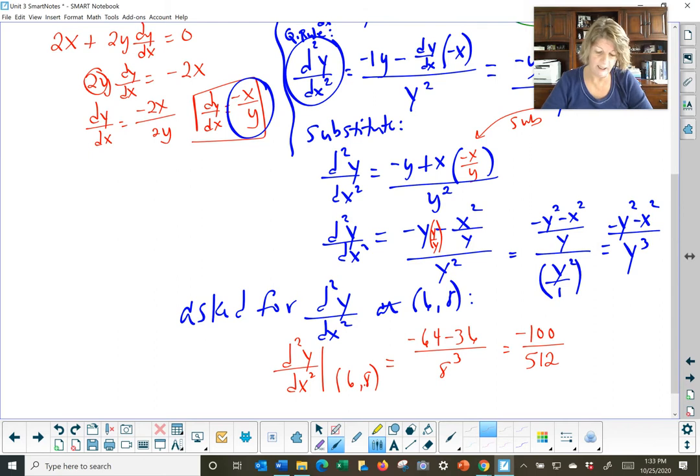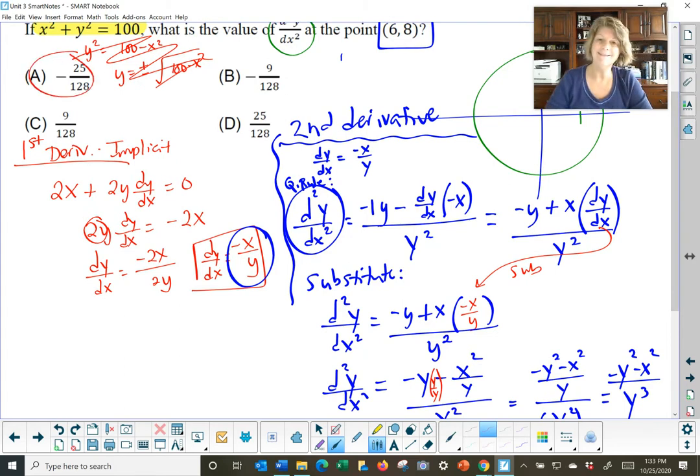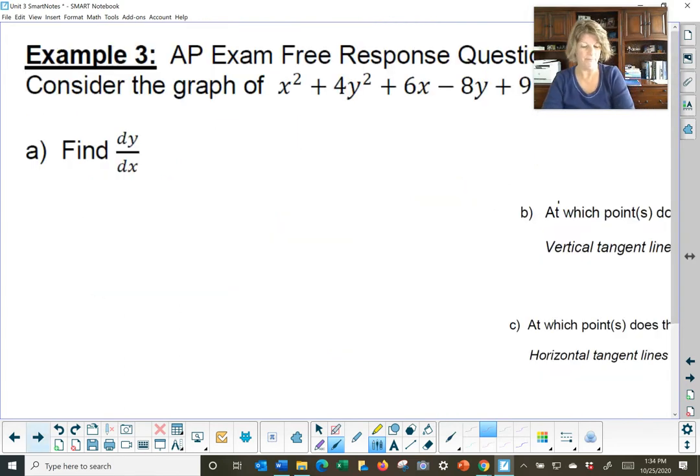Well, definitely divisible by 4, maybe even more. Let's go by 4. The reason I know is because those last two digits are divisible by 4, so that means that the entire number is divisible by 4. Dividing by 4 gets me a negative 25 over 128, if I'm not mistaken. Yeah. And that should be answer A. Second derivative, implicit, always ends up doing that substitution technique.